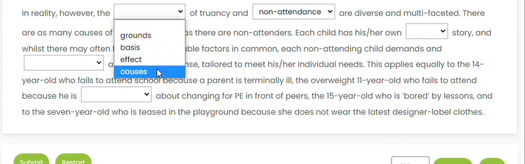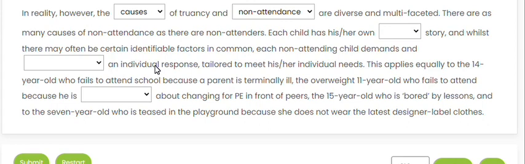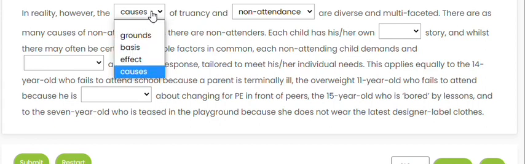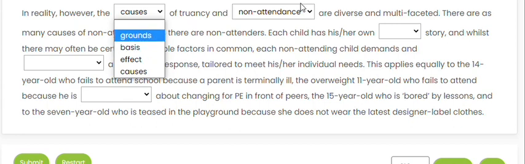So we can generally say there are many causes of non-attendance. Basically meaning there are many reasons for children not coming, for the children being absent. There cannot be grounds, basis. First of all, basis is singular. Here there can be many causes. They said they are. Are means we need a plural noun here. Effect and basis are singular nouns. Grounds and causes are two plural nouns.